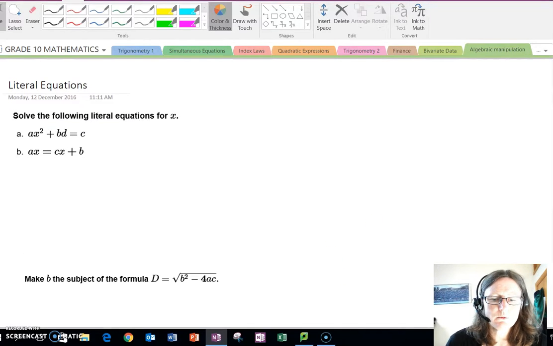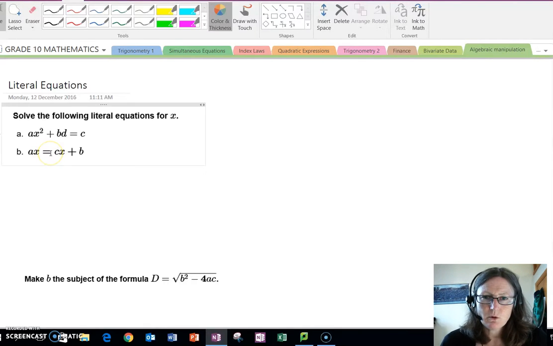Okay, so we're looking at literal equations. Literal equations are equations that have several pronumerals. So you can see in these examples here lots of different letters: A, X, B, D, C, etc. Solving literal equations involves changing the subject of the equation to a particular pronumeral.